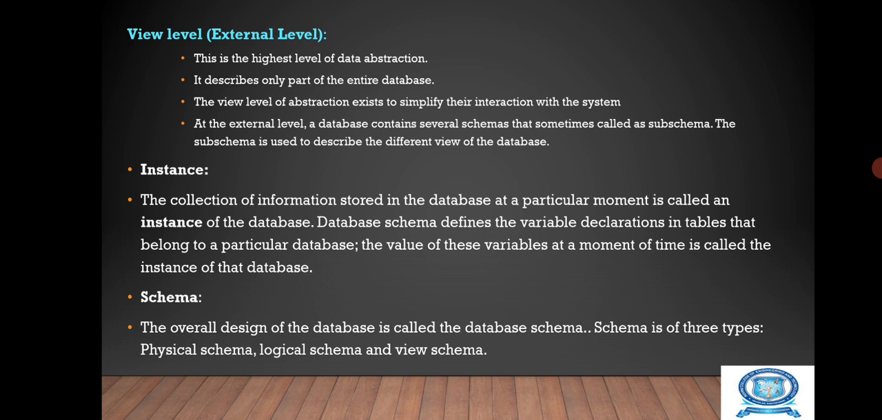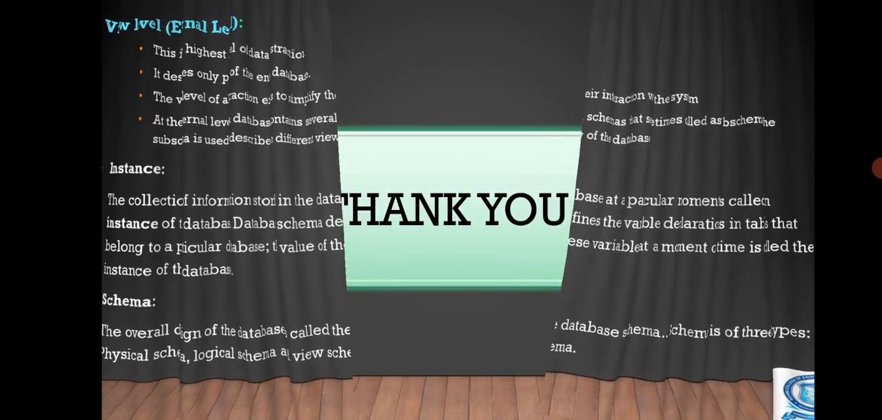The schema, the overall design of the database, is called the database schema. Schema is of three types: physical schema, logical schema, and view schema.